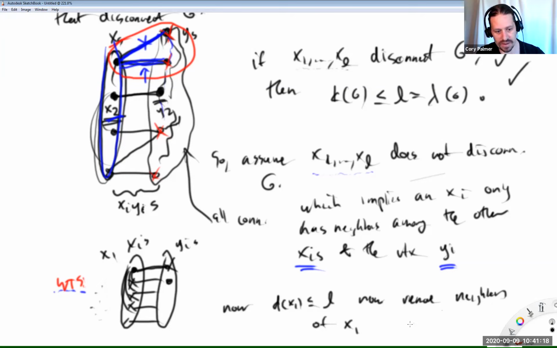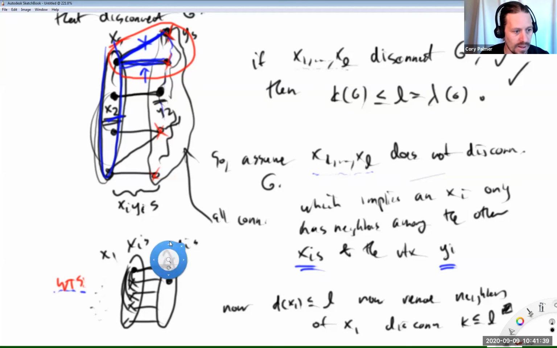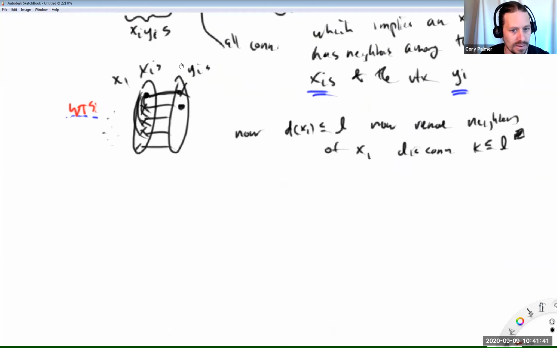So removing neighbors of xi disconnects, and then kappa would be at most lambda, and that'd be the end of the proof. That's the idealized situation. When these edges that disconnected the graph were non-incident, I can't claim that, and I won't claim that because the proof can't possibly work that way. But let's now modify it a little bit to figure out how we might recover things here.